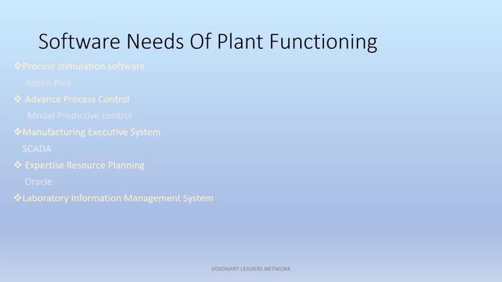So we have the software needs of the plant. These software needs help the plant to function effectively. Some of these are process simulation software, advanced process control, manufacturing execution systems, enterprise resource planning, and laboratory information management systems.